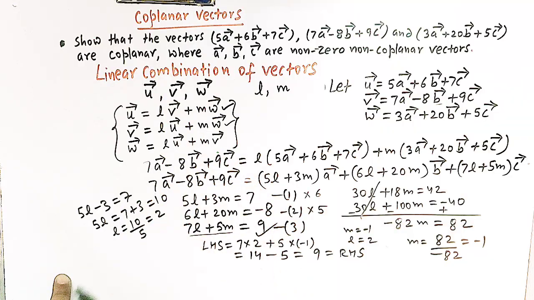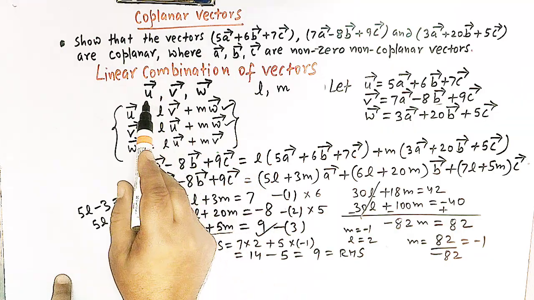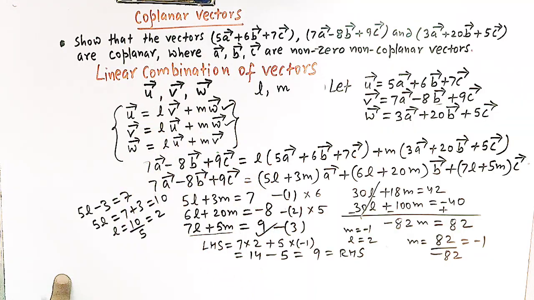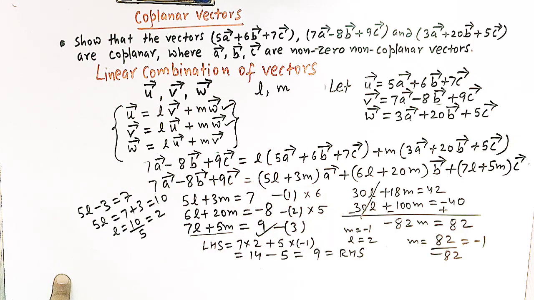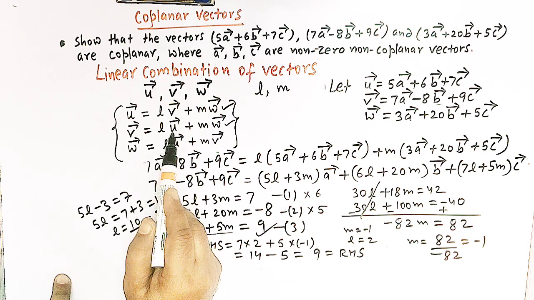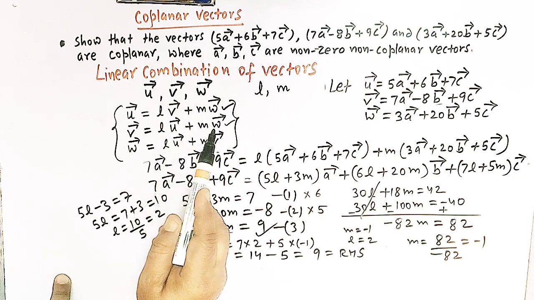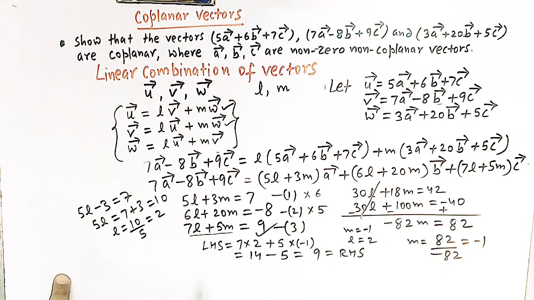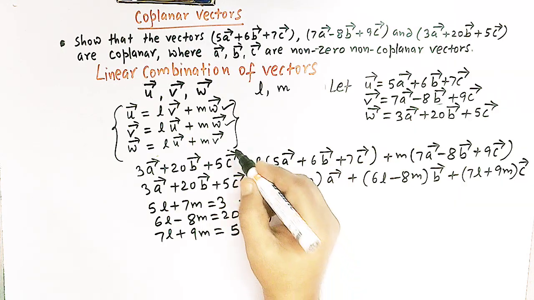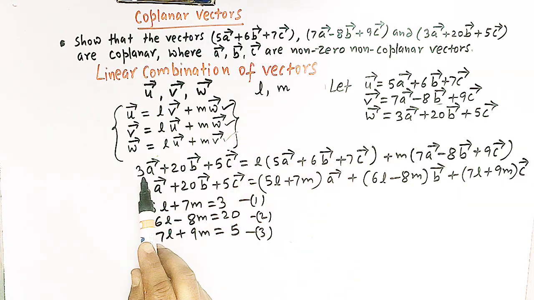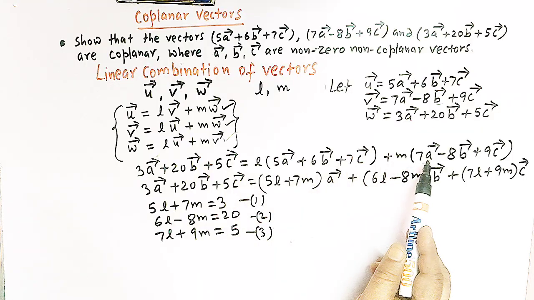And hence we can again claim that the vectors u, v, and w are coplanar vectors, because the vector v can be expressed as a linear combination of these two vectors, vector u and vector w. And remember, this representation is unique. Now, similarly, if we use this expression, then we have this equation, right?